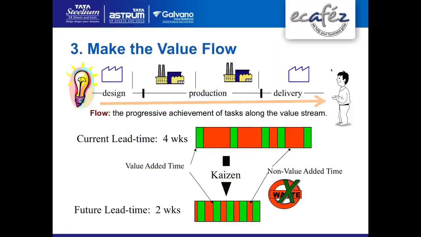Just as you see, the design, production, delivery, there should not be any delay in this particular activity, especially at interfaces. If you just see the two bars with the red and green blocks, the current lead time, order to delivery time, which was 4 weeks, and the red one is showing the waste generating activities, by the lean that could be reduced to 2 weeks time just by eliminating non-value adding or the waste generating activities. So this is the approach of lean used to make the value flow faster.